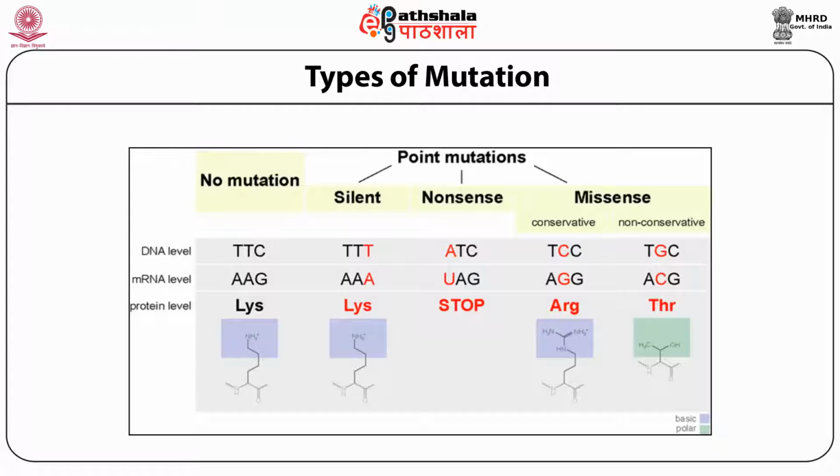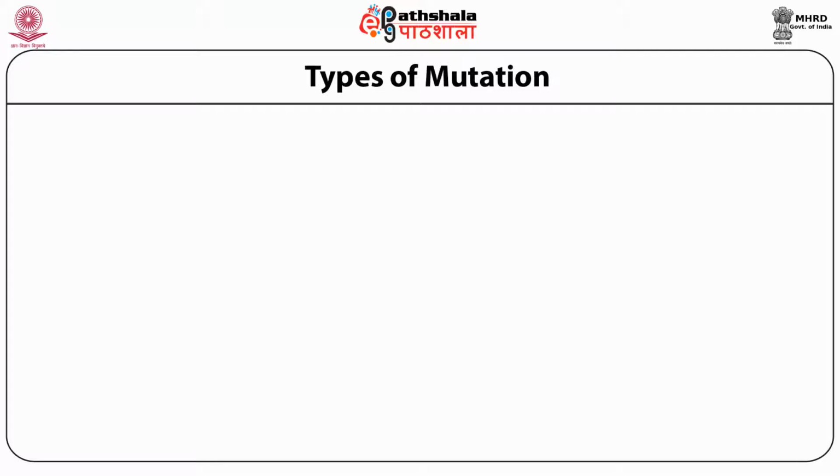The next one is a missense mutation. In case of missense mutation, at the DNA level the nucleotide base sequence TTC can convert to TCC or TGC. In both cases, a wrong amino acid is inserted into the protein chain, forming a faulty protein. Depending upon the cause of mutation, mutations can be of two types. They can be spontaneous mutations or they can be induced mutations.